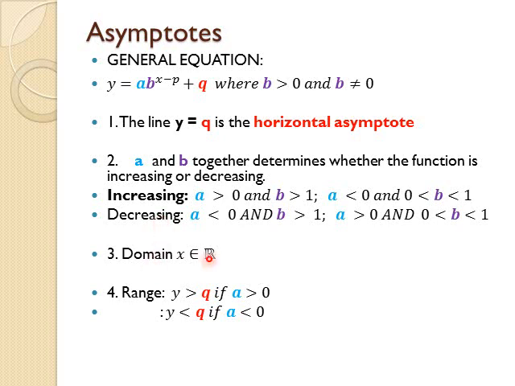The domain will always be x an element of the real numbers, or x an element of the interval from negative infinity to positive infinity. Range: if a is greater than 0, then my graph has y greater than q. If a is less than 0, y is less than q. So that is how we would find my range.